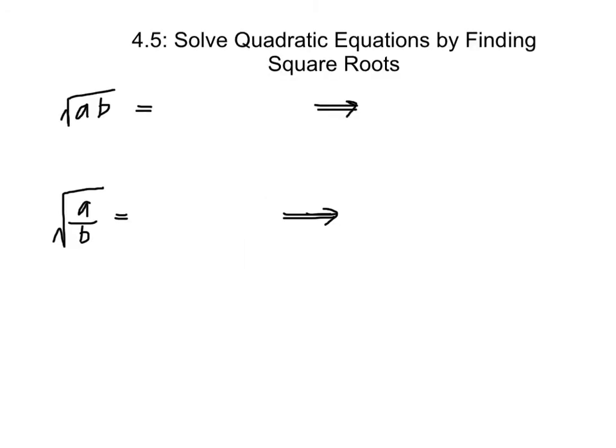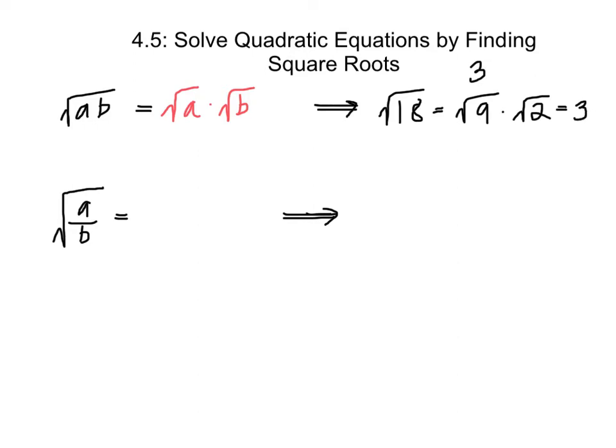So we have the square root of a times b. This is the same thing as the square root of a times the square root of b. Therefore, when we apply this to actual numbers, we can have the square root of 18, the same thing as the square root of 9 times the square root of 2. Which, when we simplify, square root of 9 is the same thing as 3, so we have 3 root 2.